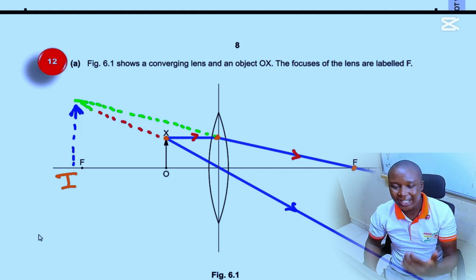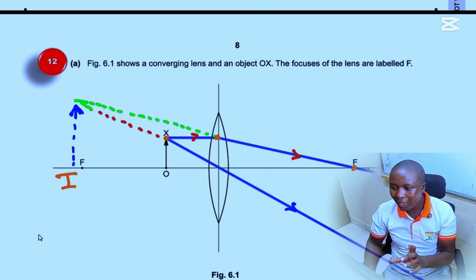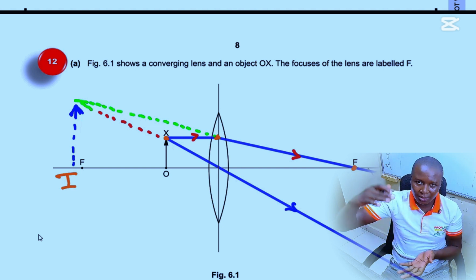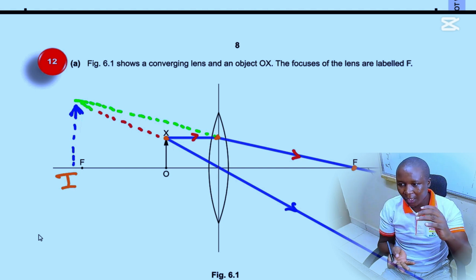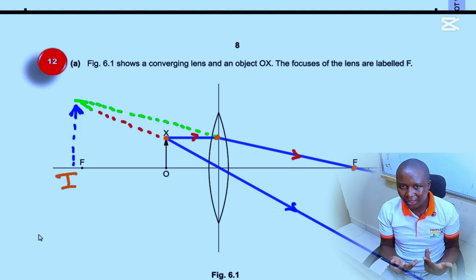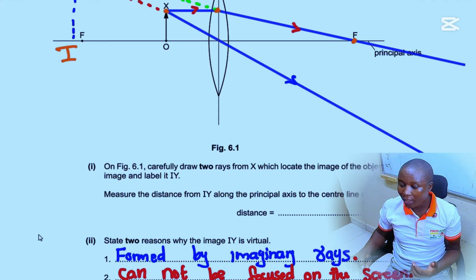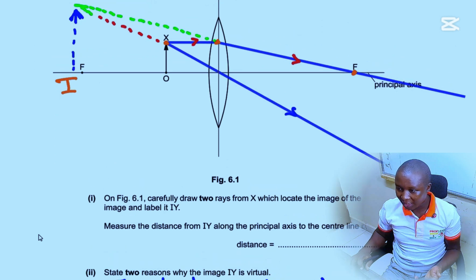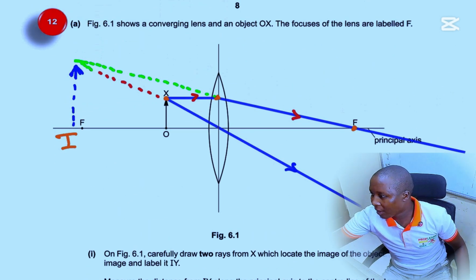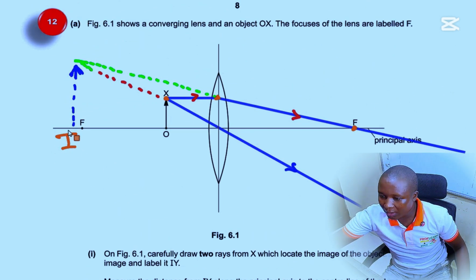So it's called a visual image. But when you look at it, it's upright and magnified because the size is bigger. Those are the kind of characteristics that you are going to look at whenever you are asked a question in an exam. Another way you can be asked is a question to do with the distance.